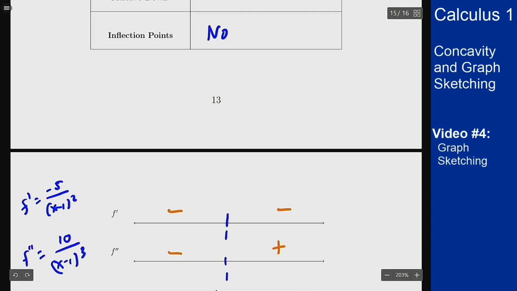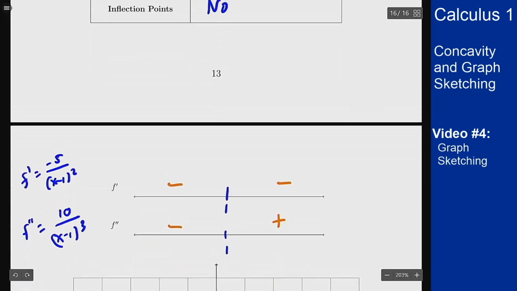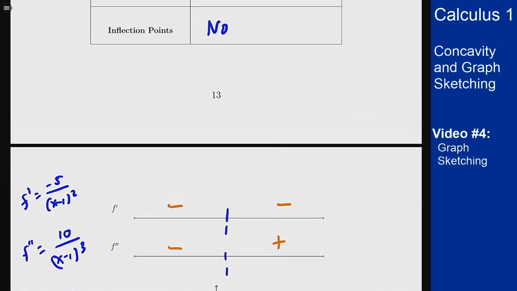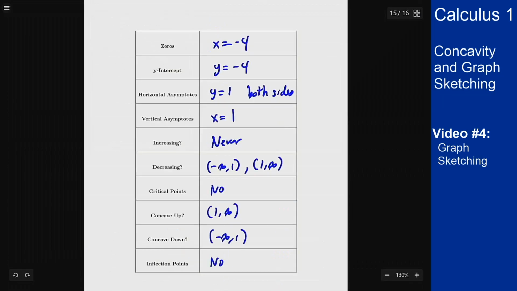Therefore, we can say that our function is increasing never, and decreasing on the two intervals, minus infinity up to 1, and then 1 to infinity. And that our function is concave down on minus infinity up to 1, and then concave up on 1 to infinity. And so there's our filled in chart for this function.